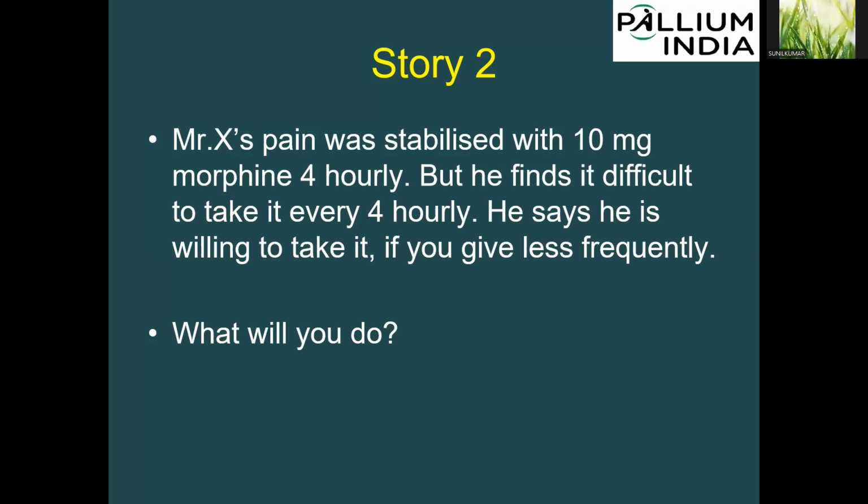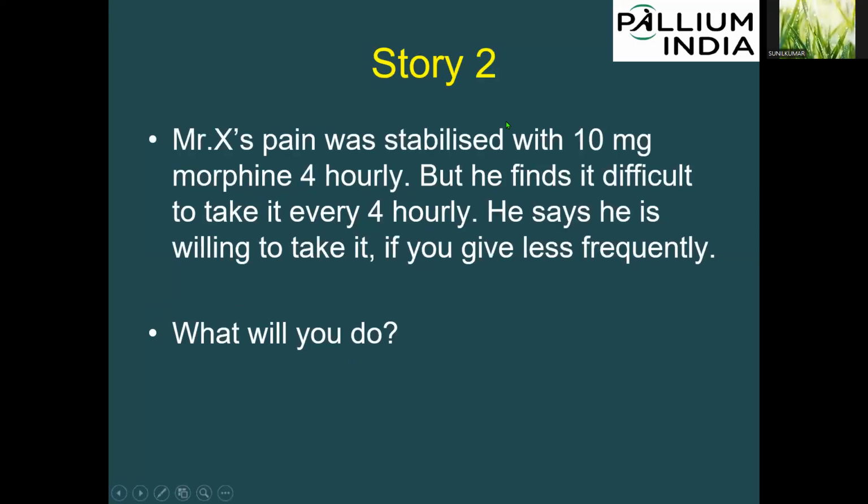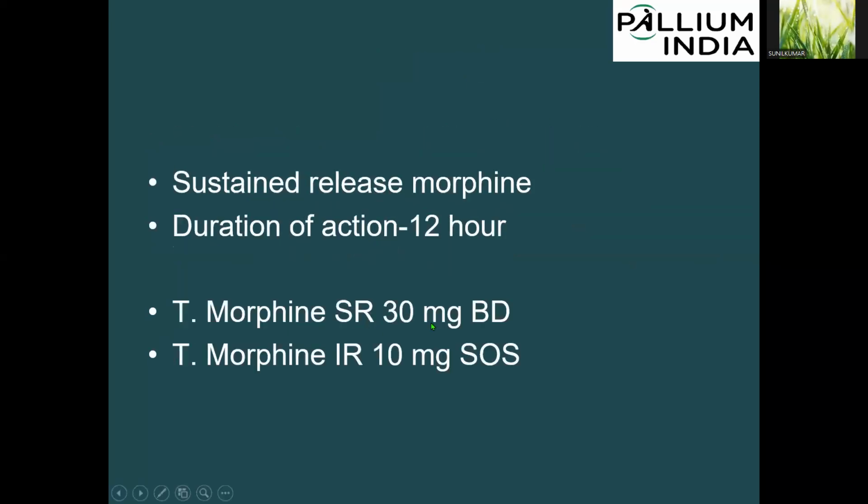Okay, immediate release or fast acting. That is our 4-hourly morphine which acts for 4 hours. That is known as immediate release or fast acting morphine. So in addition to morphine SR 30 milligram BD, you can also give the regular morphine or immediate release morphine 10 milligram SOS. You can see this patient was taking 10 milligram every 4 hourly. So the SOS dose would be 10 milligram. Okay.